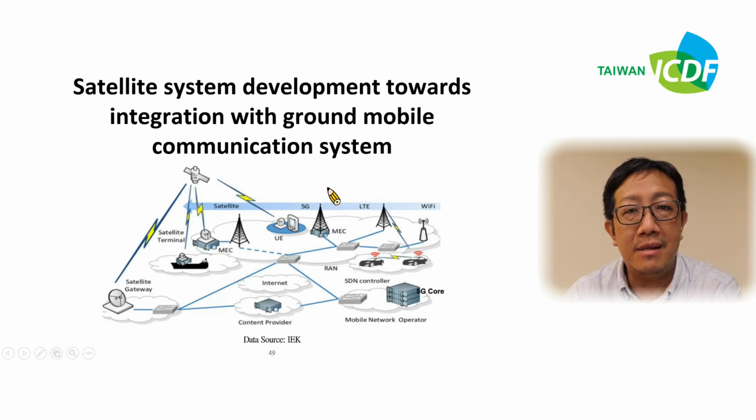So here's the satellite system development towards integration with the ground mobile communication system. The illustration is for your reference. You can see that the Wi-Fi, the LTE, the 5G, and the satellite are all integrated, and they are all coexisting.